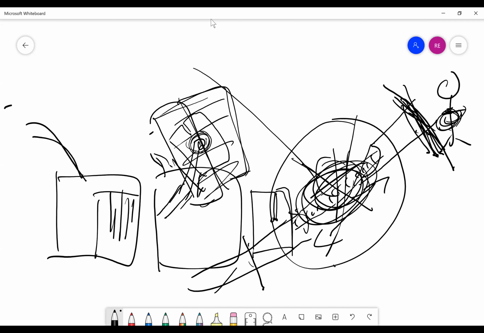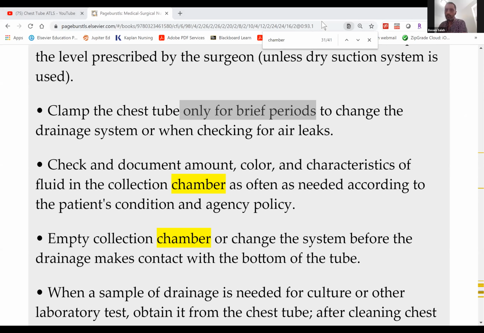What's the reason why we don't clamp for long? We don't want to stop the drainage for a long time, so that we can prevent the pneumothorax. Yeah, tension pneumothorax will develop.